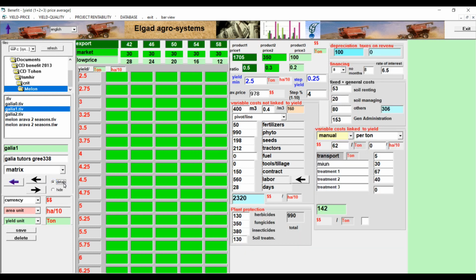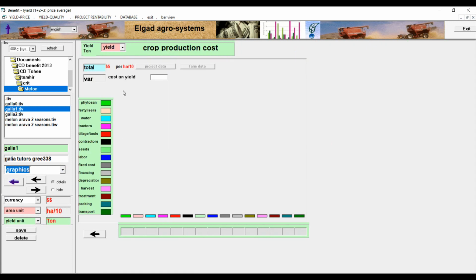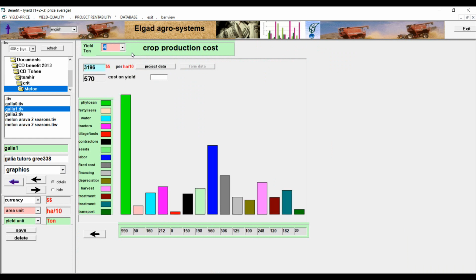And now, if I have a look also at the cost, this will help me to have the matrix of the revenue, the matrix of the gross margin, and for instance, the histogram for 4 tons. In 4 tons, I have a very high cost of plant protection, but this is what I have in this example. Now I can, by the way, capture this example that will help me in the future to present a whole farm.